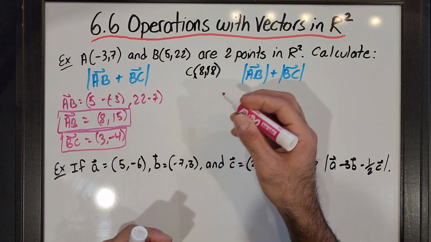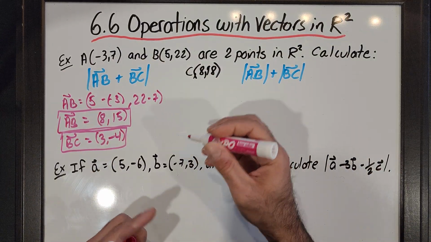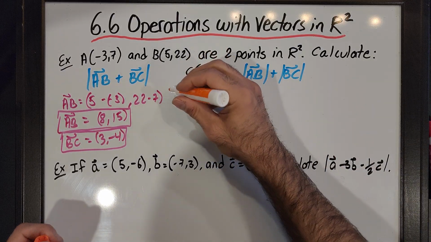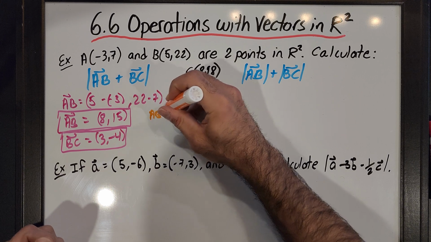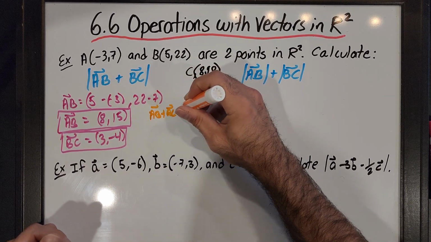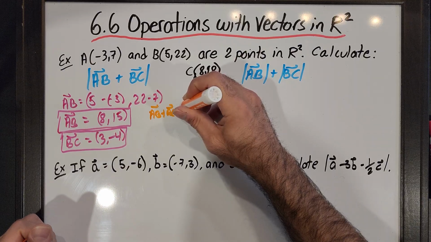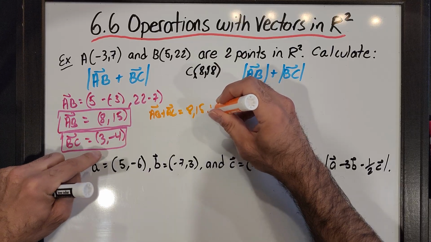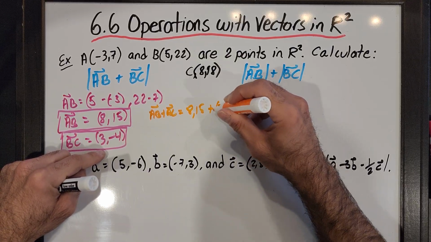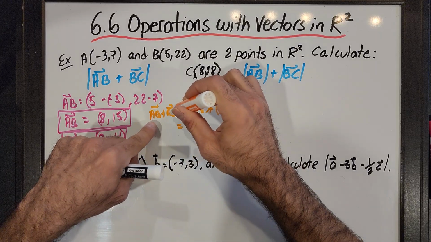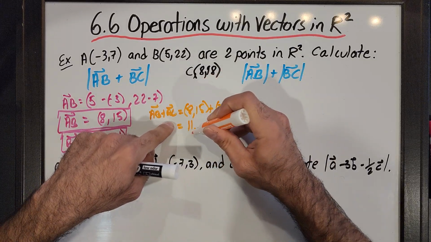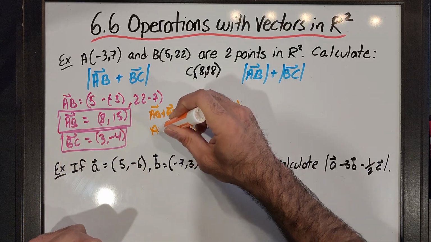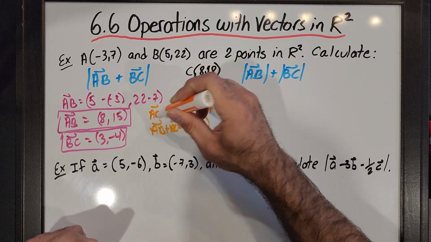Yeah, okay. So now I can actually do AB plus BC. So let's go with a different color. I'm probably gonna run out of space here. I'm gonna do AB plus BC like we did on the last slide. We're gonna do this 8, 15 plus 3, -4. So the vector AB plus BC is 11 and 11. This is AB plus BC.